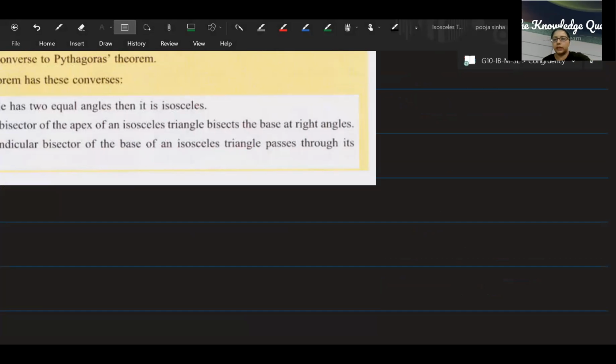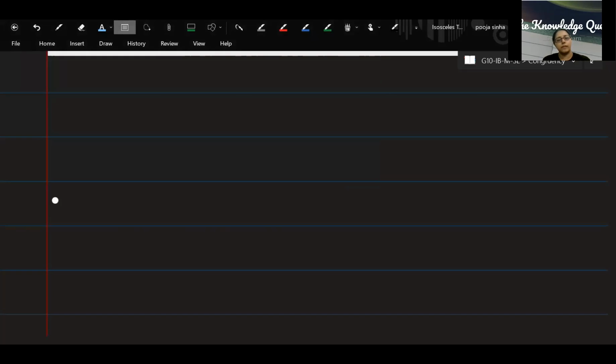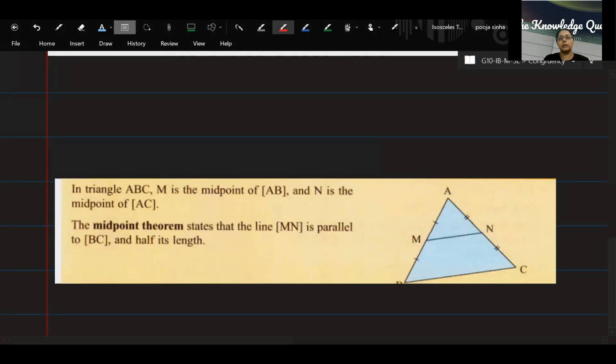So we understood that if something like this is given to us, then it's going to be an isosceles triangle, right? This is something which was already taught to us when we were small, and there's nothing much about this. What we are going to talk about now is very important. That's called the midpoint theorem. Have you done this in school yet?